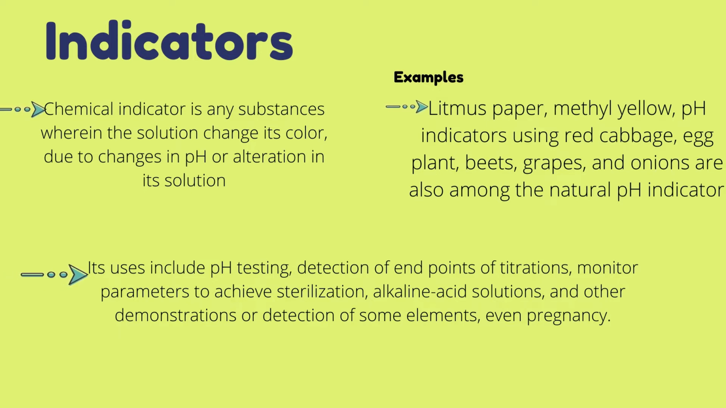Indicators. A chemical indicator is any substance wherein the solution changes its color due to changes in pH or alteration in its solution. Examples of these indicators are litmus paper, methyl yellow, pH indicators using red cabbage, eggplant, beets, grapes, and onions. All these are among the natural pH indicators, which can also test the basicity or acidity of various items, which will show different colors depending on if it is acidic or basic.